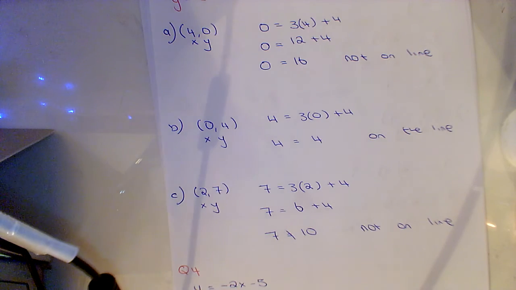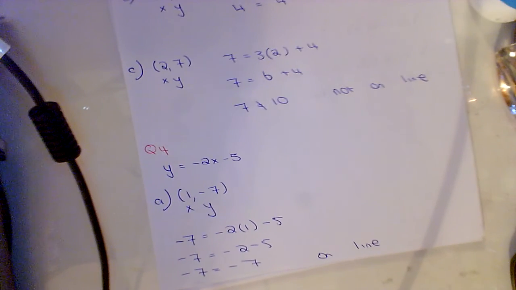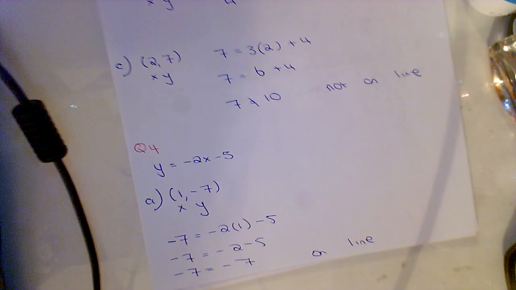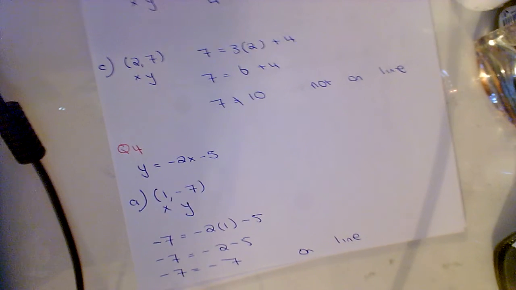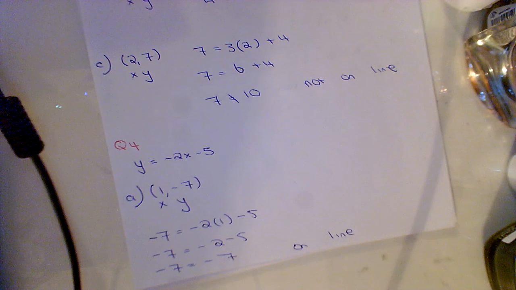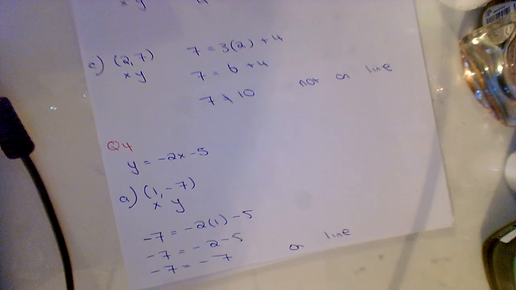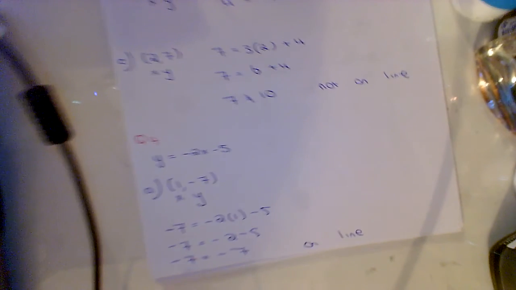So the first point is 1, minus 7. So x is 1, y is minus 7. So subbing in, I have minus 7 is equal to minus 2 bracket 1 minus 5. Minus 7 is equal to minus 7. That point is on the line.